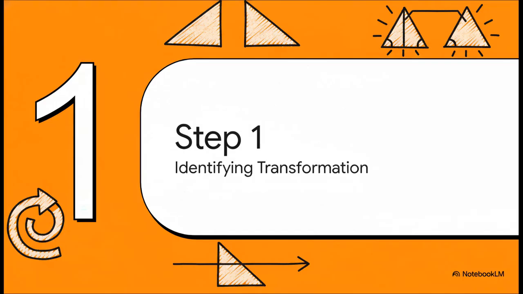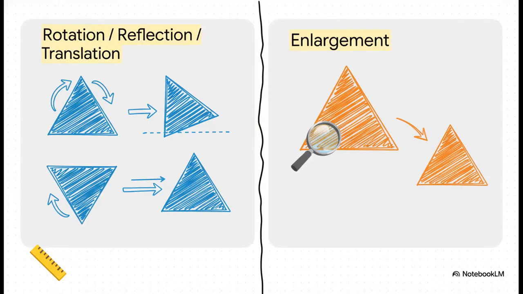So, step 1 is all about figuring out what kind of transformation we're even looking at. You've got your usual suspects: rotation, reflection, translation, or enlargement. So the first thing you should ask yourself is, what's the biggest, most obvious difference between triangle A and triangle B? Well, think about it. Rotations, reflections, and translations all share one rule. The shape size stays exactly the same.